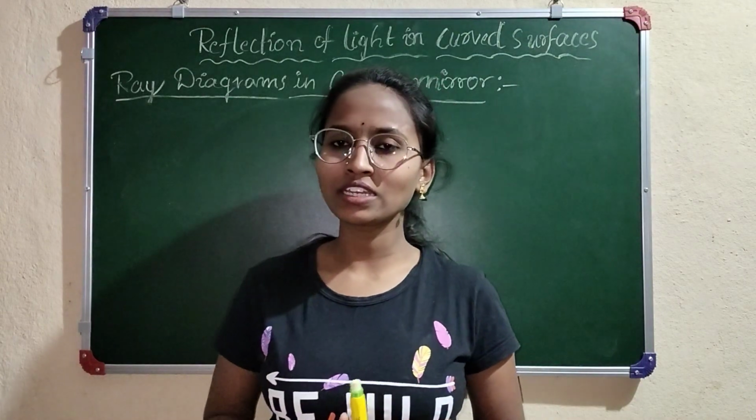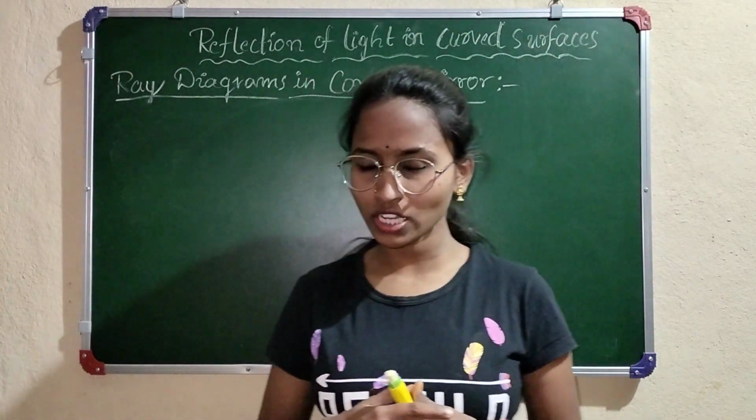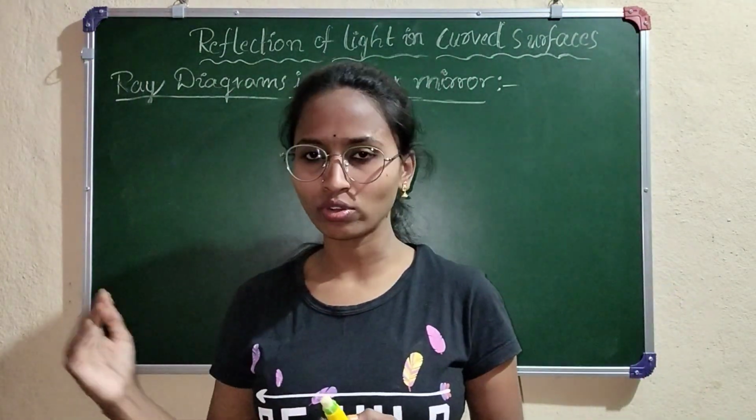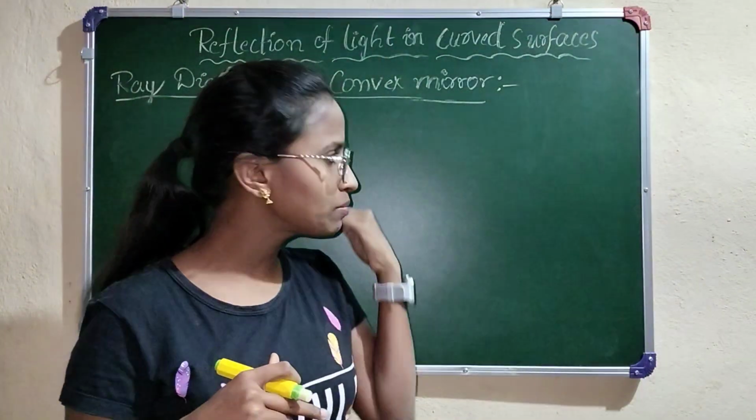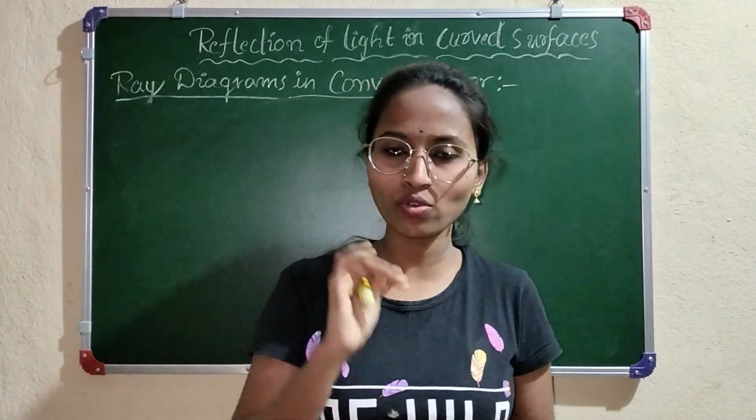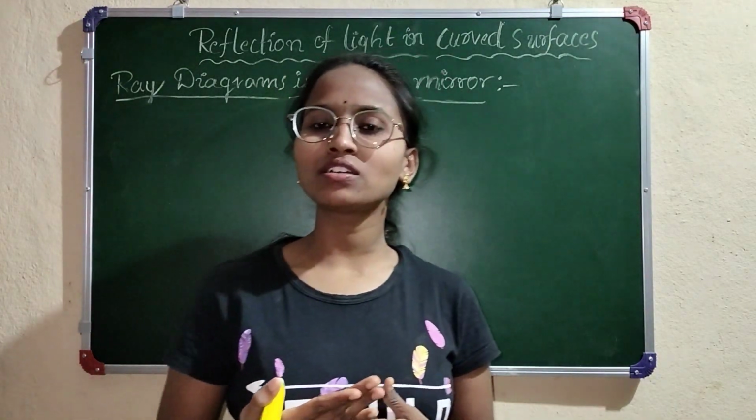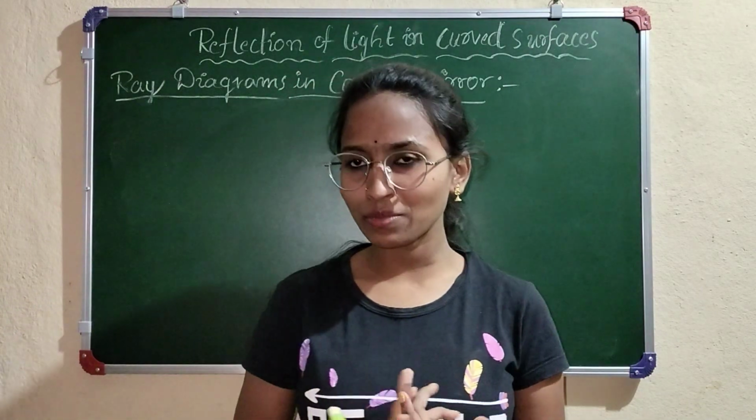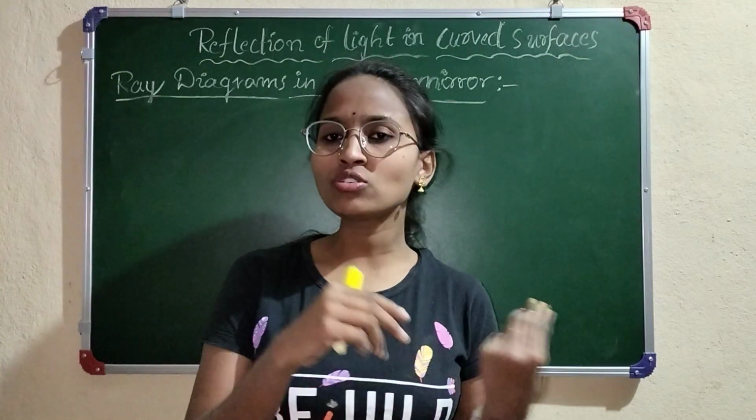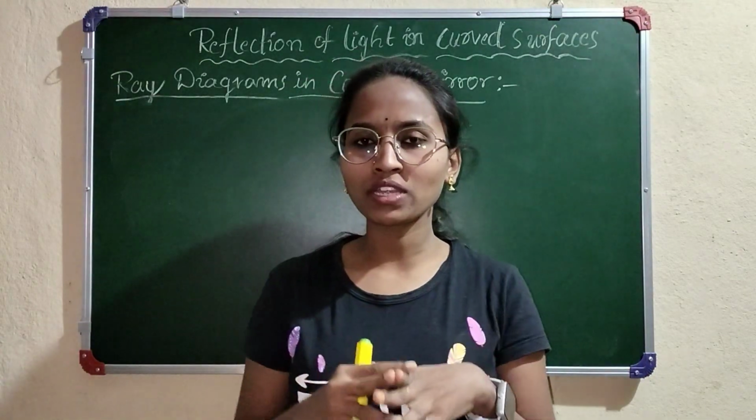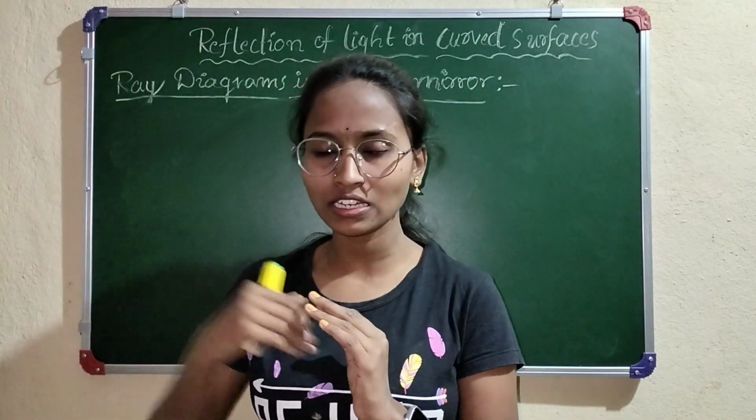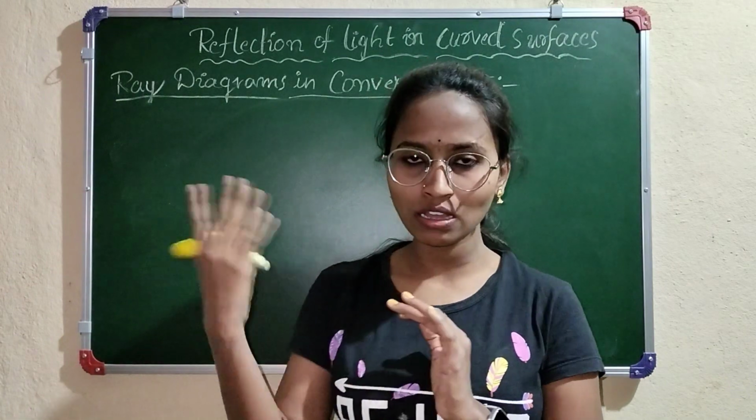Without making any delay, let's start today's topic, which is the ray diagrams in a convex mirror. I have already explained the concave mirror, but the same rules apply here in the convex mirror, which means the same four rules, but the way it reflects the light will be different. Why? Because we already know concave is a converging mirror and convex is a diverging mirror. Based on this different property, it reflects the light in a different way, which we have seen in the previous video.